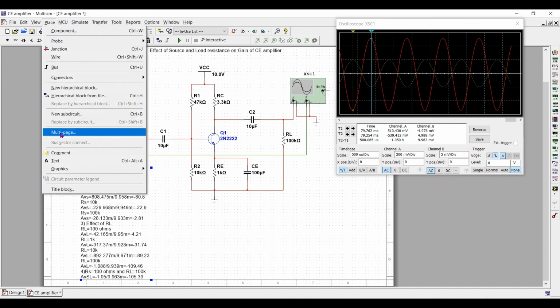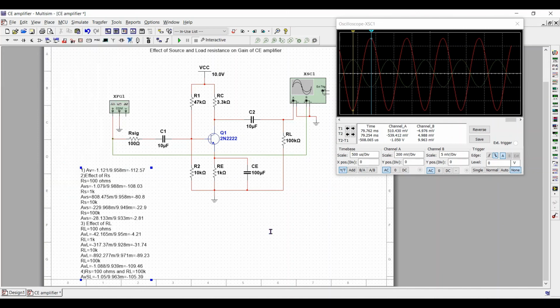But from this practical, the major conclusion which can be drawn after observing the waveforms is, for great amplification or a good amplifier, Rs should be equal to 0 and RL should be equal to infinite. The value should be infinite. Thank you.